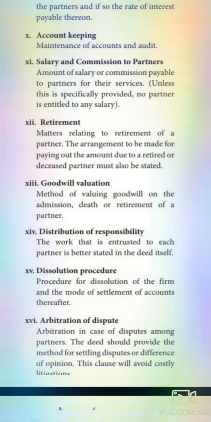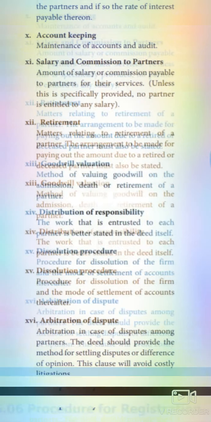And the next one is arbitration of disputes. Suppose there are any misunderstandings among the partners, the method of settling the disputes should be mentioned. So the deed should also provide what are the methods to settle the disputes or in case of difference of opinion. So automatically this clause will avoid costly litigations. That is வழக்குகளான செலவை கண்டிப்பாக குறைக்கும்.